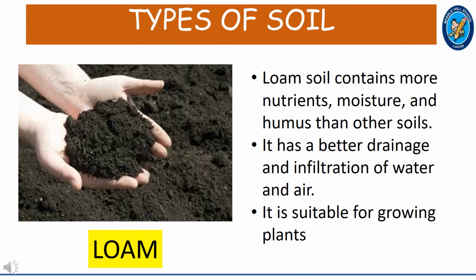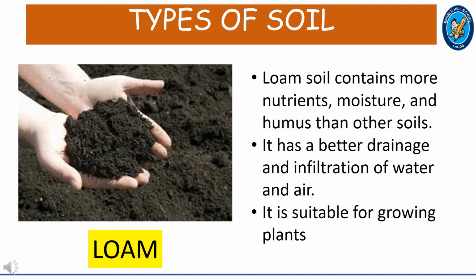The second type of soil is called loam soil. Loam soil is dark brown in color. It is also called farmer soil as it is the best soil for growing plants. Loam soil has a better drainage and water infiltration structure. It takes in a lot of air, and that is why it is good for plants.